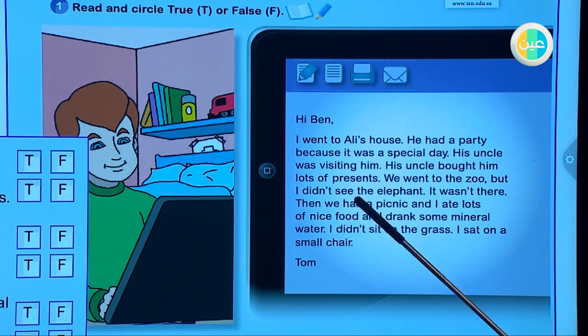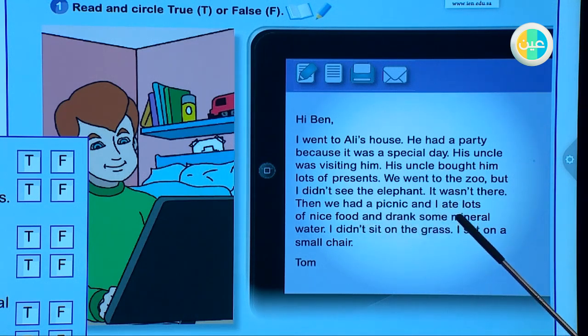Why? Because he said, I did not see the elephant. Okay, very good. Let's continue. It was not. We added the not here to was in the past. It was not there. Then we had, again a verb, we had a picnic. They had what? A picnic.